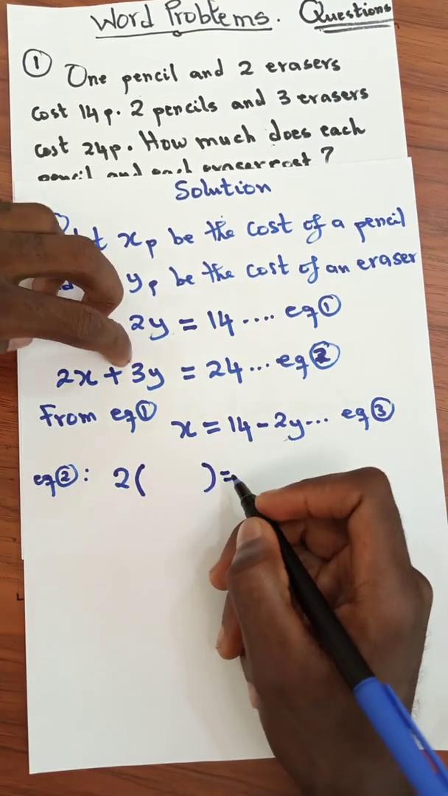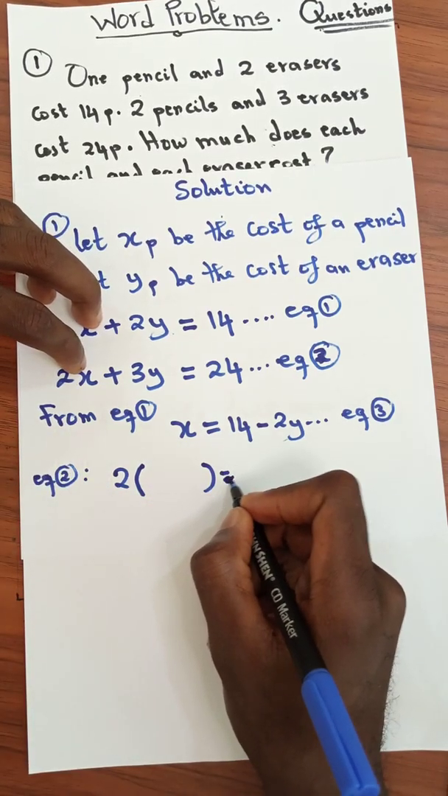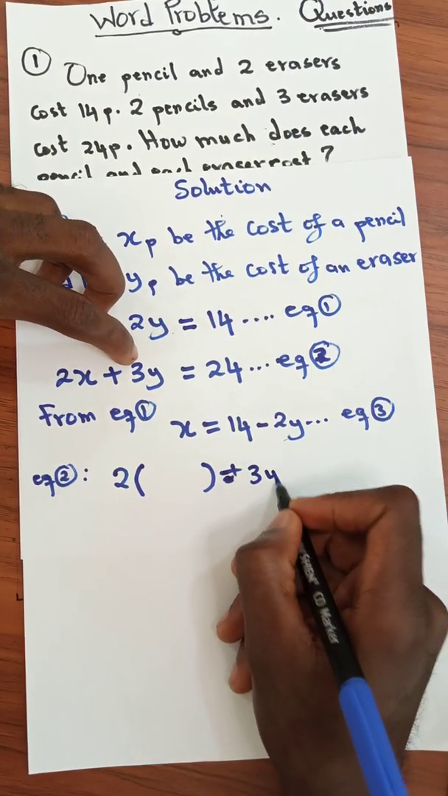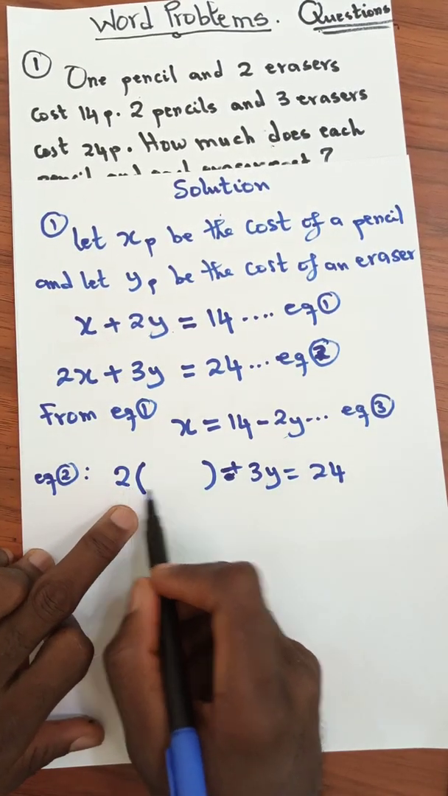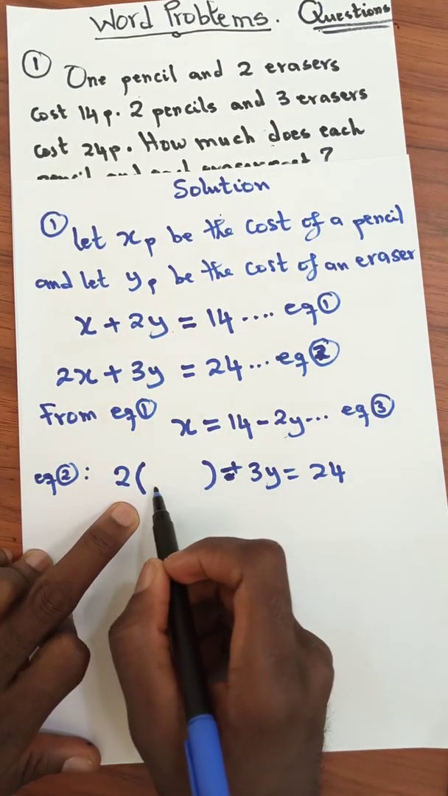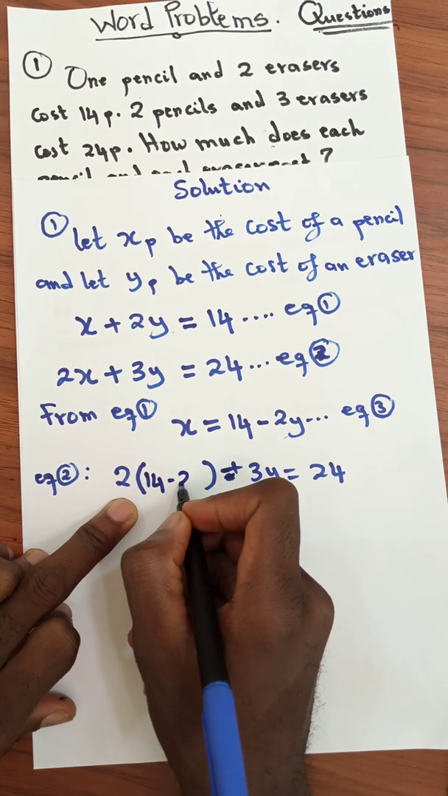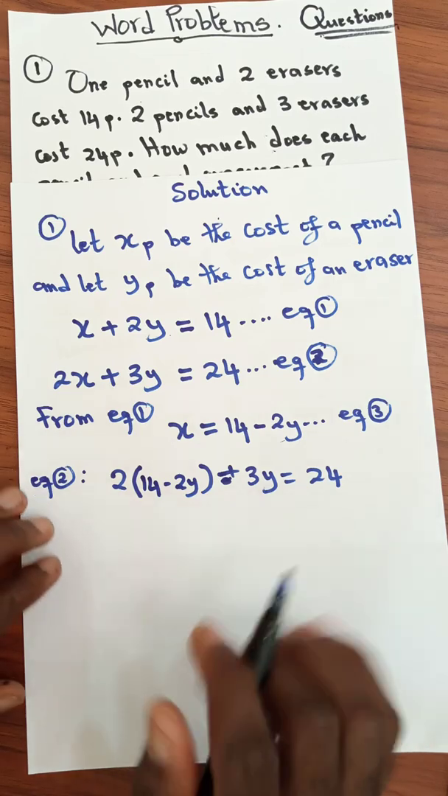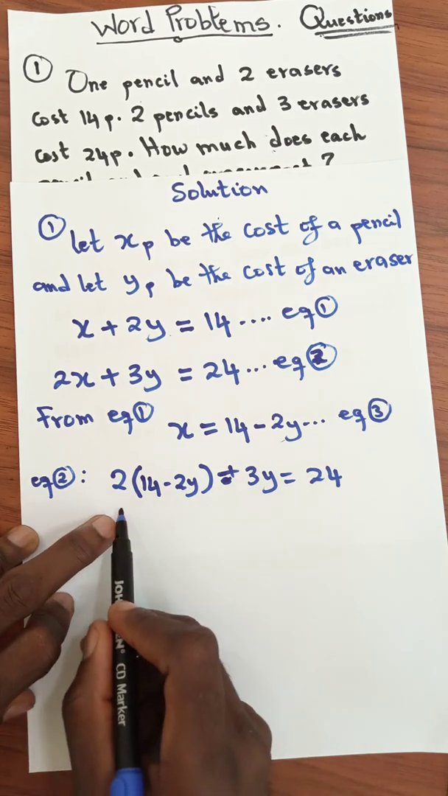Should be equal to 2x plus 3y is equal to 24. So wherever I see the value of x, I put this there. So it's 14 minus 2y. At the end, I want to be able to get terms in one particular variable. That's why I'm doing the substitution. So here, let's apply this in BODMAS.